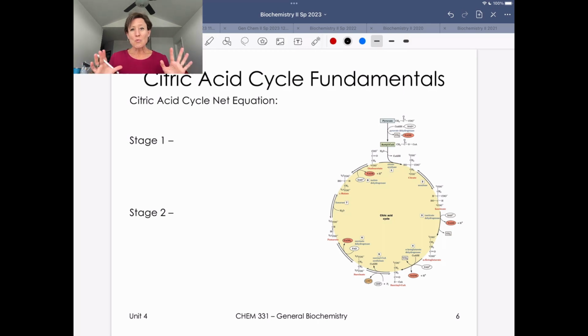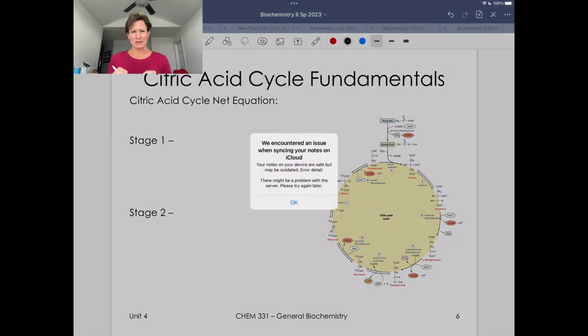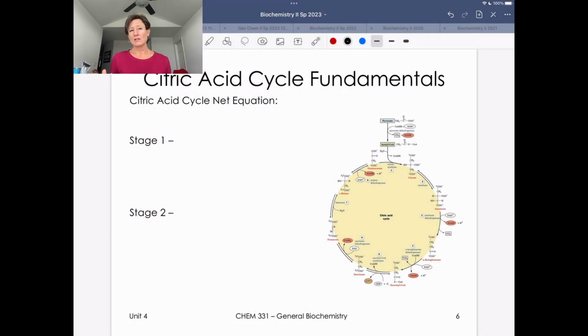So let's take a walk through the citric acid cycle. So the citric acid cycle, unlike glycolysis, is a cyclic pathway. So we're going to have some interesting things to think about when it comes to how we think about regulation of this pathway, because there's not really a first or a last step in terms of a circle. There will be in terms of how we learn about it.